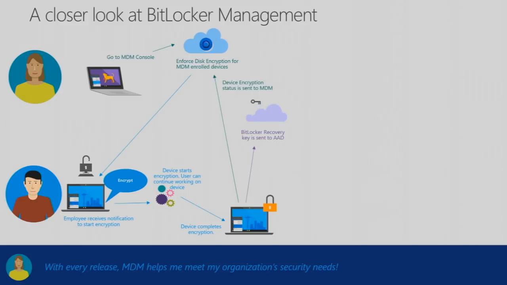The key is sent to Azure Active Directory. The status that his device is now encrypted goes to MDM. So while Anna is looking at the MDM console, she can see that yes, Wally has encrypted his device. Now even if Wally leaves his device at that cafe, it's fine because nobody can get to the files on the device.